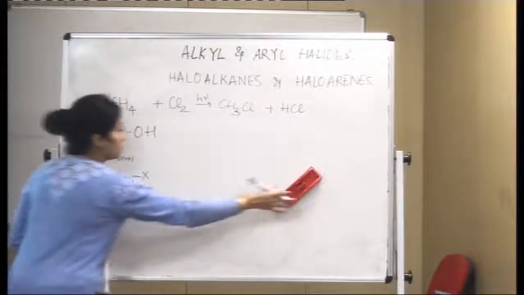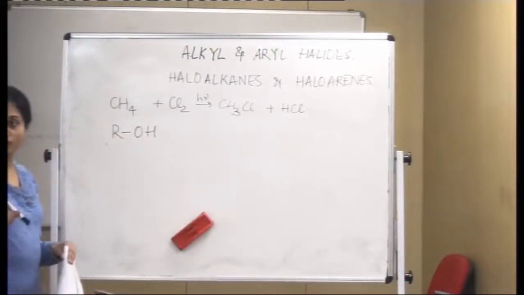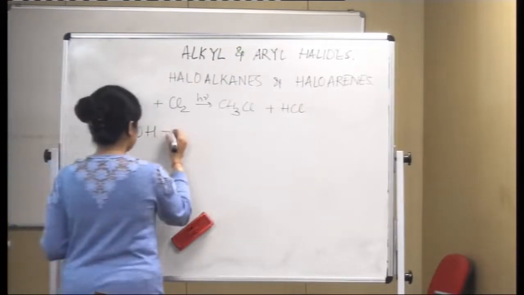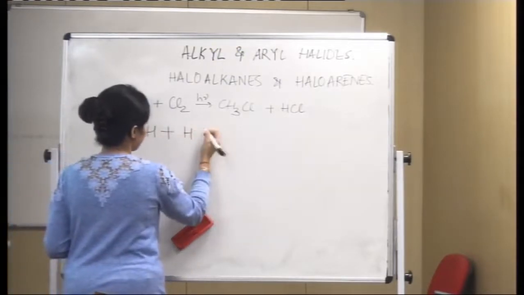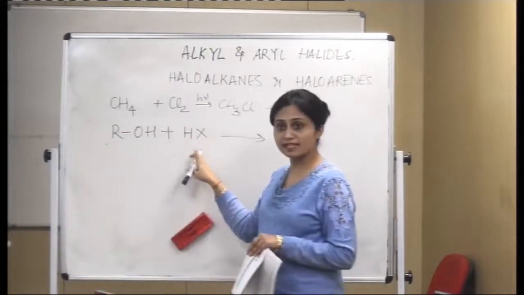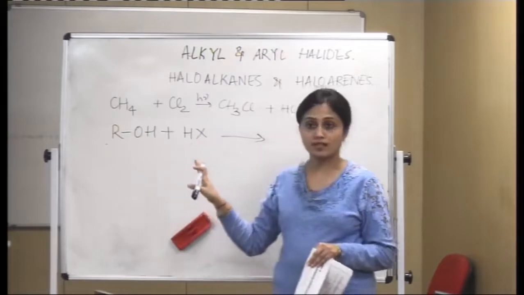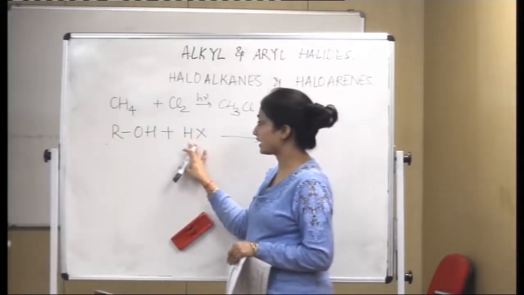minus R now. Clear? So we have alcohols, whatever alcohol we have, if we simply add our hydrogen halide. If I am writing HX, it means HCl, HBr or anything. This is known as the Groves process, in which we are simply adding HX.